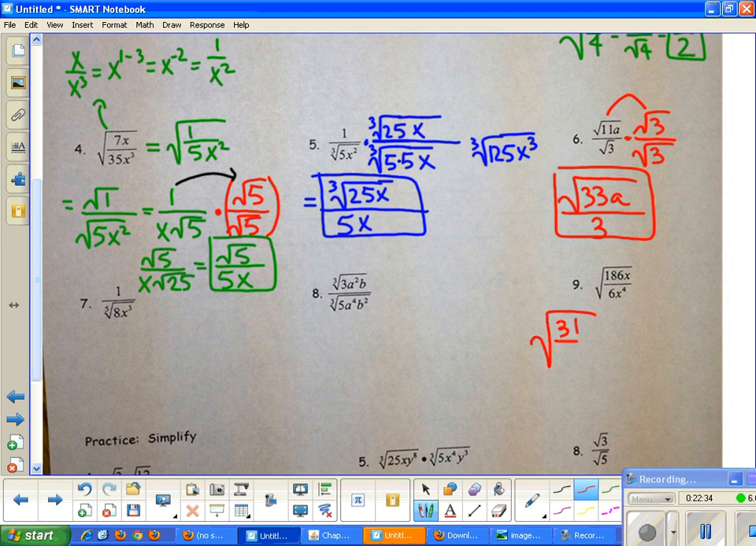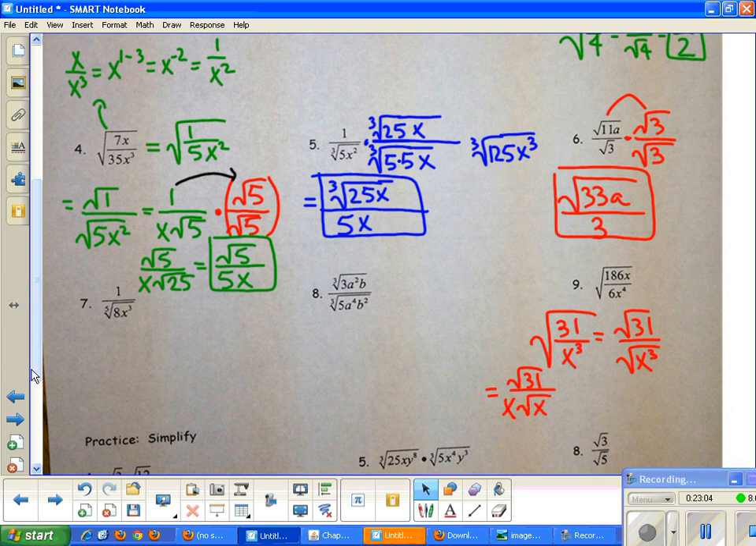X over x to the fourth would be x to negative 3 when I subtract the exponent, so that means it goes in my denominator. And for this one, I can't simplify that any further, so I'm going to make this the square root of 31 over the square root of x to the third. I can simplify the square root of x to the third because I need a group of 2 that I can take out, which I have. So this becomes root 31 over x times the square root of x.